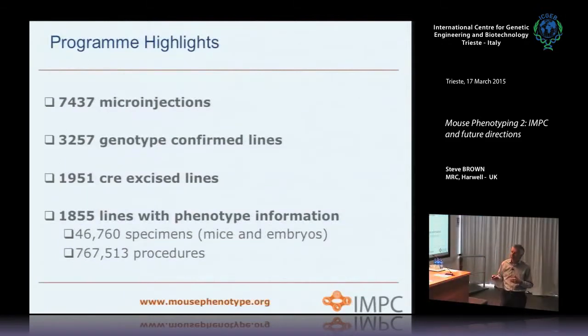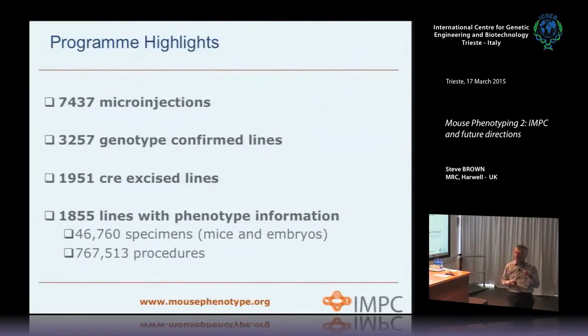We've probably done about 8,000 microinjections of ES-cell now. We have nearly 4,000 genotype confirmed lines, mutants, which are on the shelf and have been QC'd and are gold standard mutants ready for distribution to the wider community or for phenotyping. A large number of these have been, well, there are more than this now, have been Cre-excised to produce null mutants. But this is the most important statistic, and this is bang up to date as of last week.